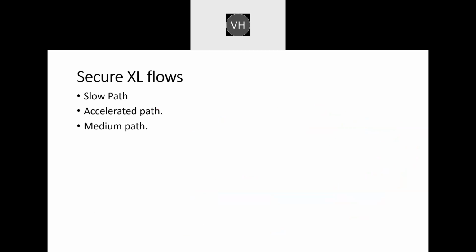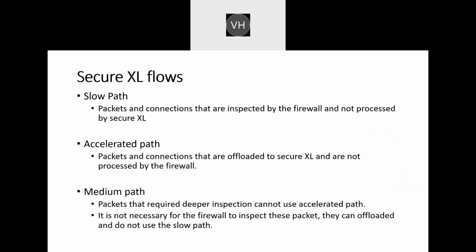Okay, so if you turn on Secure Excel, we have three paths: slow path, accelerated path, and medium path. Let's discuss them one by one. In the case of the slow path, let me tell you here: this is the firewall, and this is Secure Excel, the virtualized software. In a slow path, the traffic goes through the firewall only. Packets and connections, meaning traffic, are inspected by the firewall only, not processed by Secure Excel. That is called the slow path.